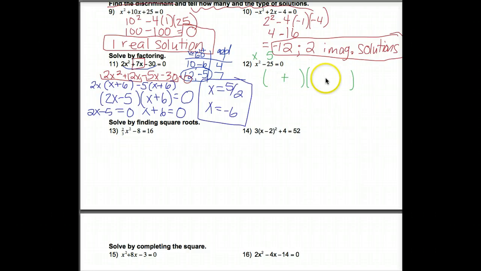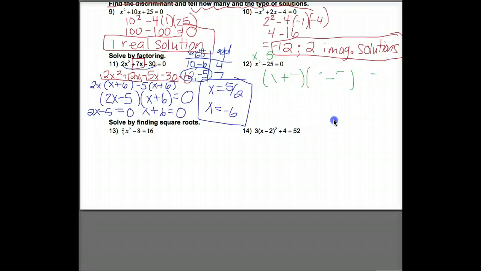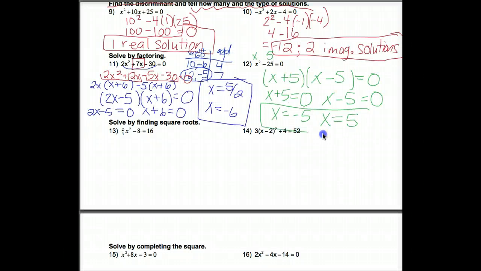One parenthesis gets the plus, the other gets the minus. Square root of the front goes in the front. Square root of the back goes in the back. And then again, don't forget that this says solve, so that means we have to set each of them equal to 0. So x equals negative 5 and x equals positive 5.